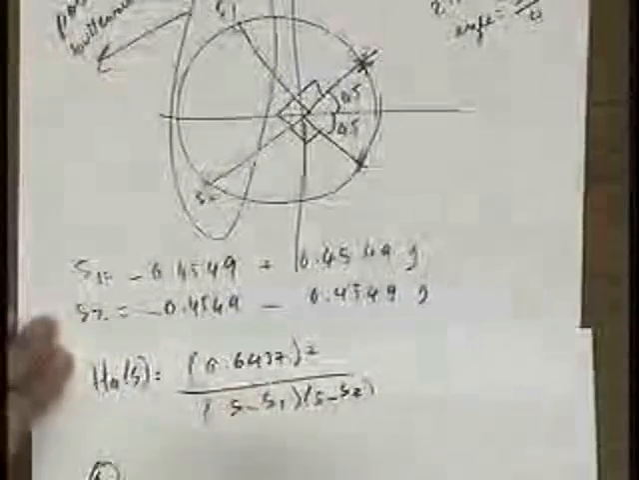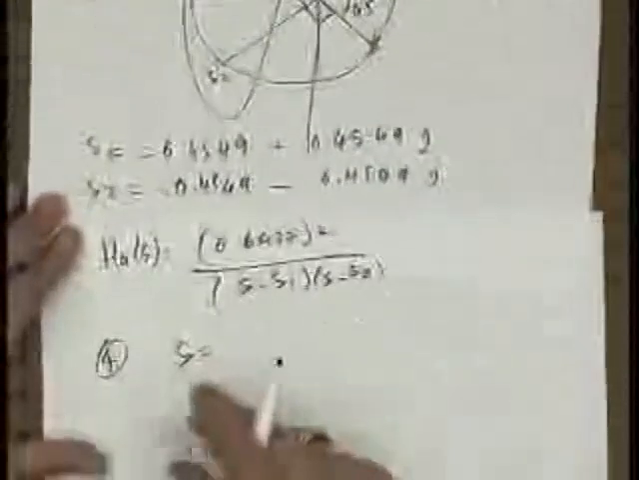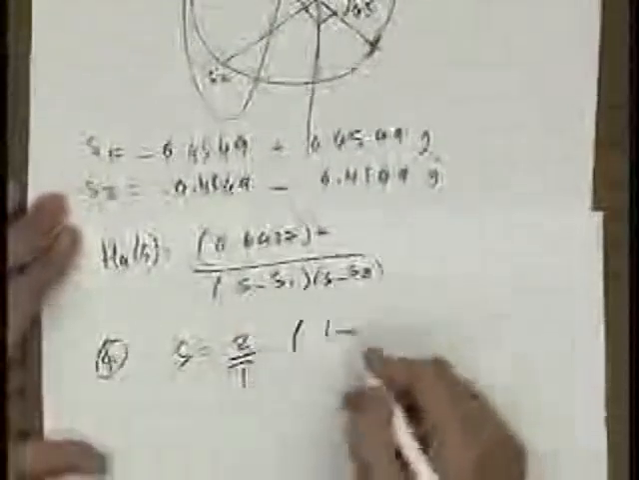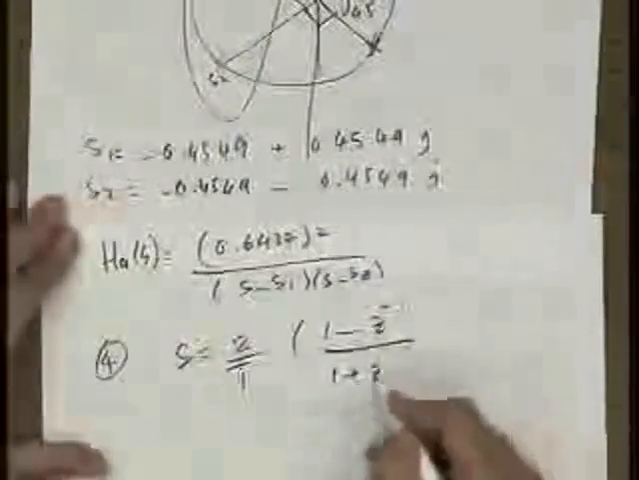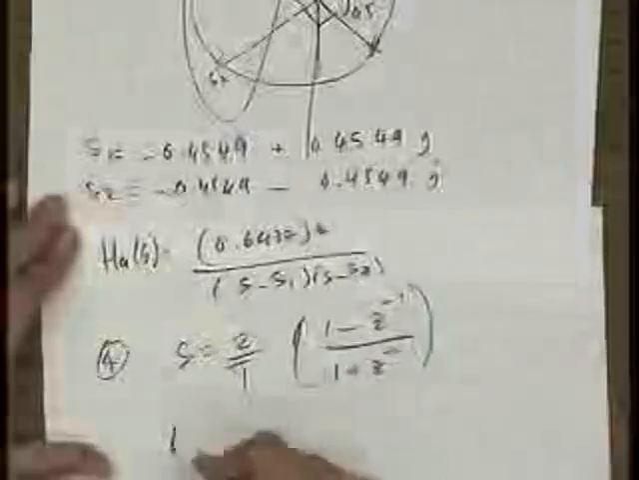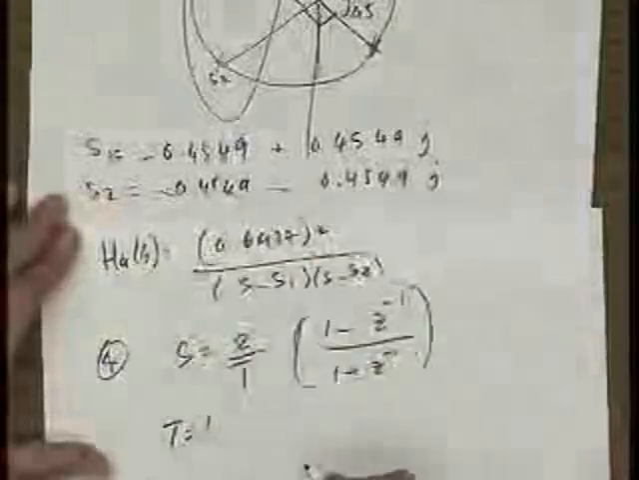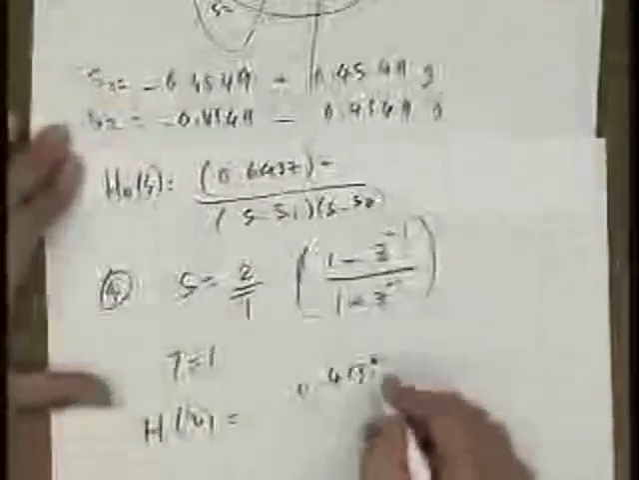And finally, step 4, converting it back. Now I use the very transformation that I came up with. S equals 2 over T times (1 minus Z inverse) over (1 plus Z inverse), because I use T equals 1. I continue to use T equals 1, and from this H sub A of S, I get my H of Z, which ends up being something like this.